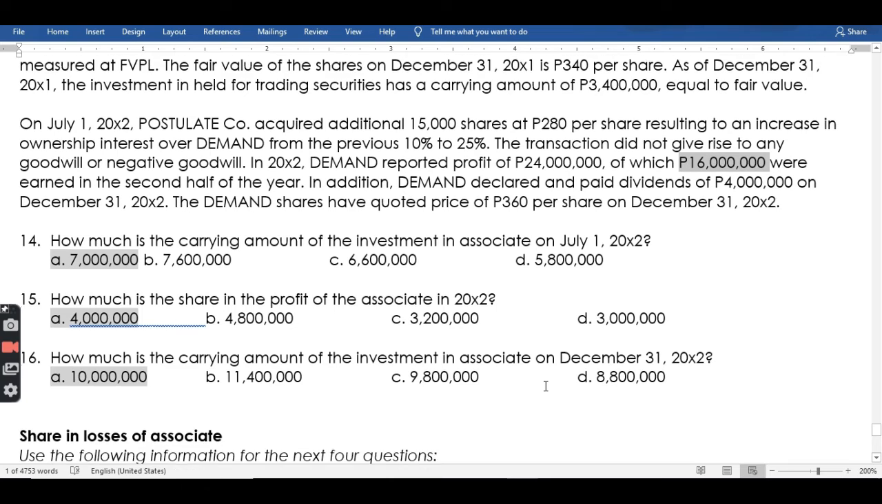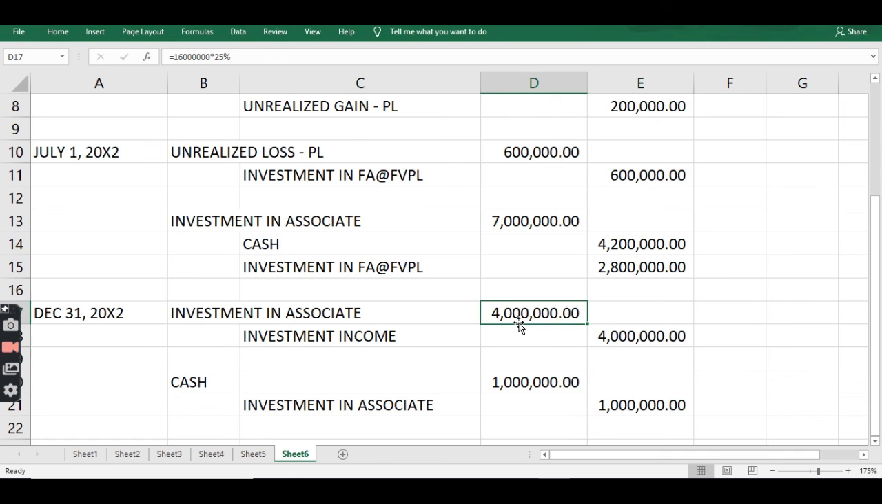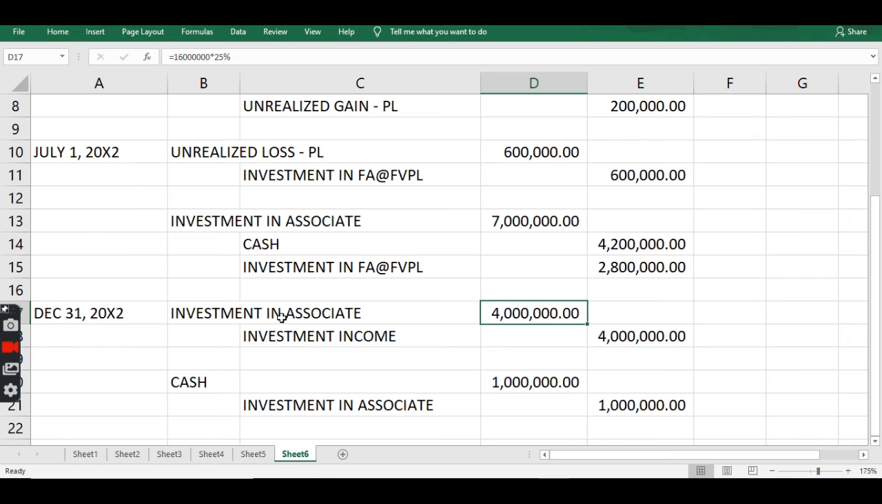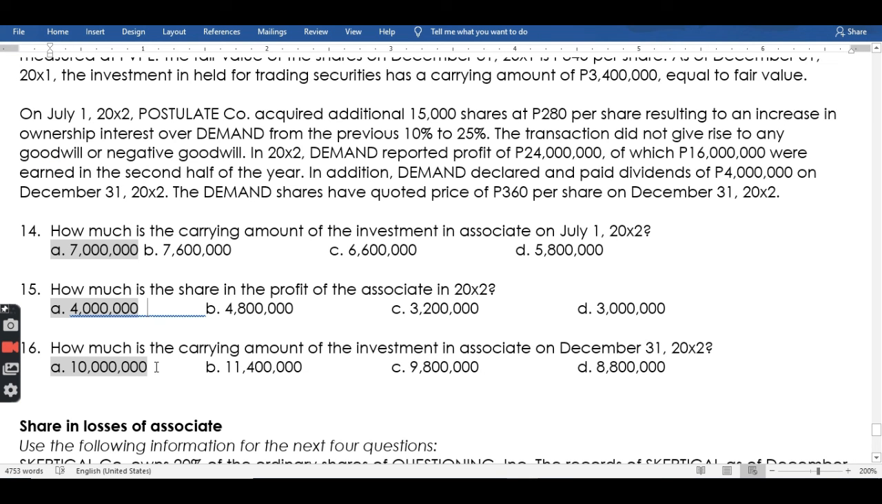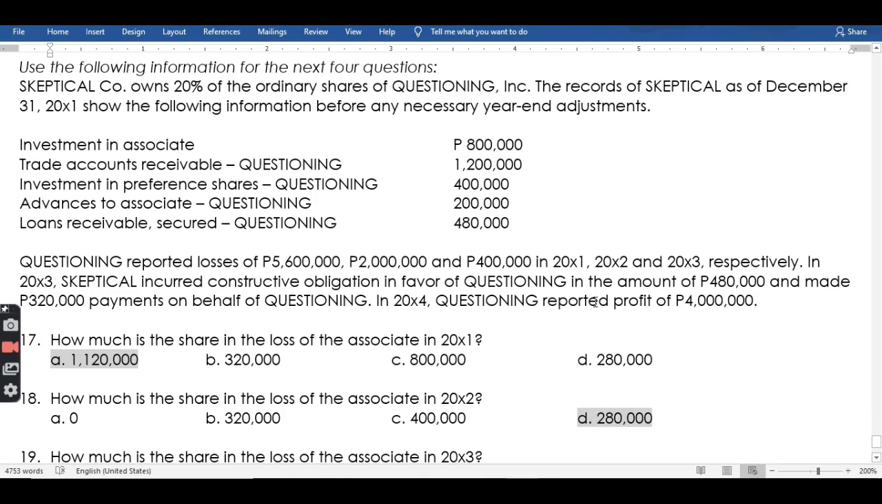Okay, so if we consider, ang unang tanong, magkano yung share in the profit of the associate, that's going to be 4 million, yun yung nakalagay sa journal entry. Tapos magkano yung magiging carrying amount ng ating investment. So kung mapapansin mo, investment in associate na 7 million, nadagdagan ng 4 million, nabawasan ng 1 million, so magiging 7 plus 4 minus 1 is going to be 10 million. So the answer there is letter A, 10 million. So, yun yung sagot natin sa 14, 15, and 16.